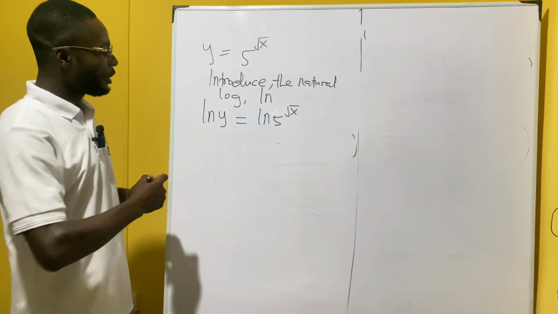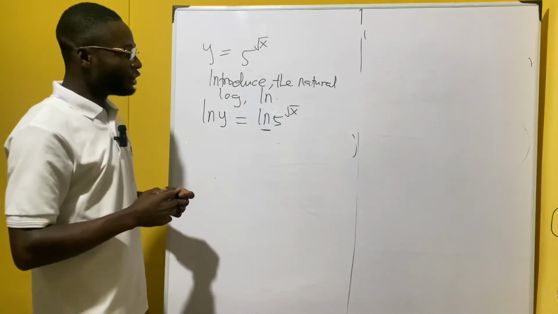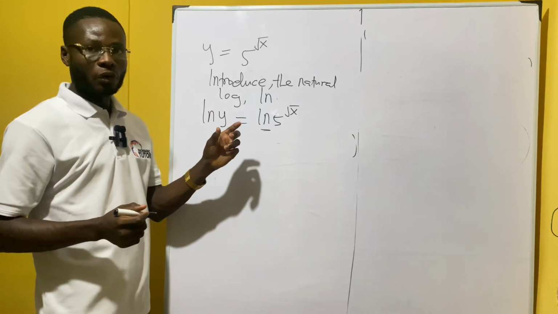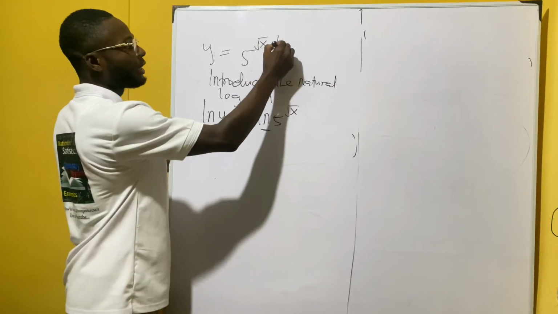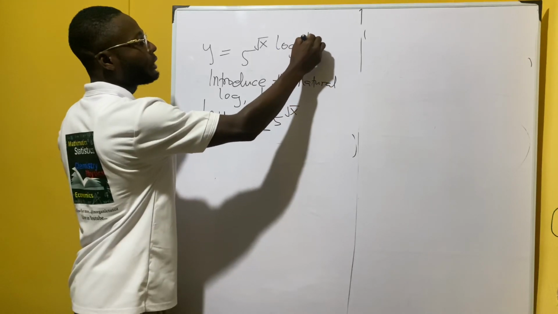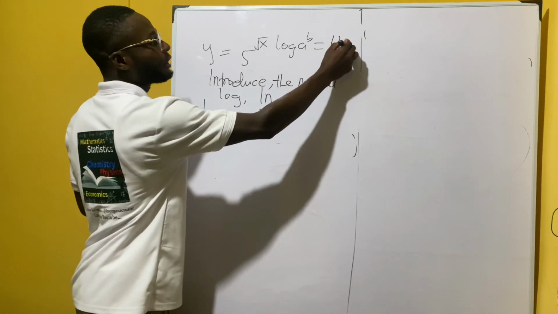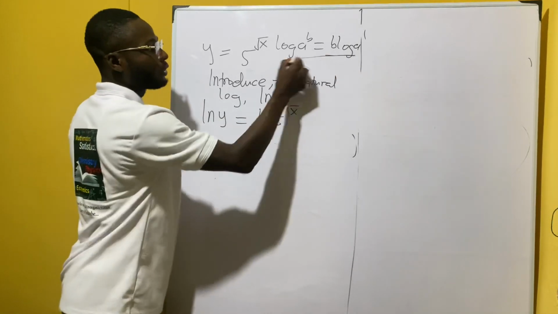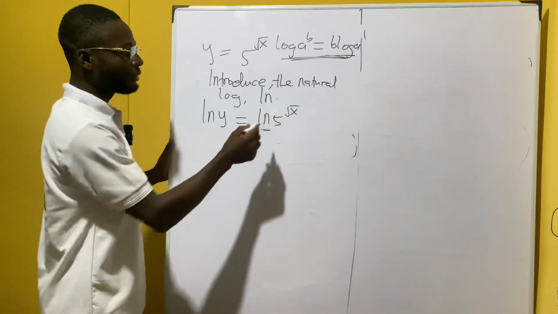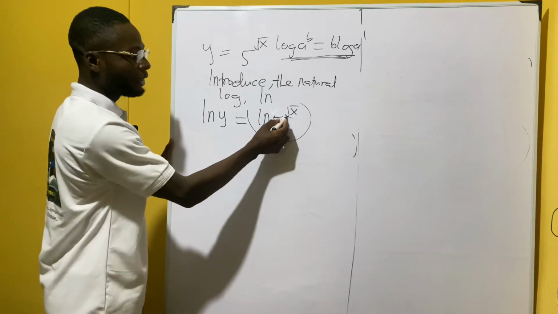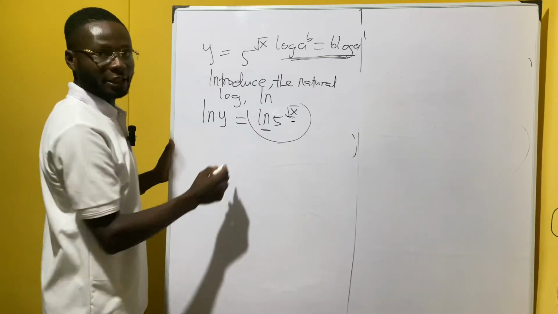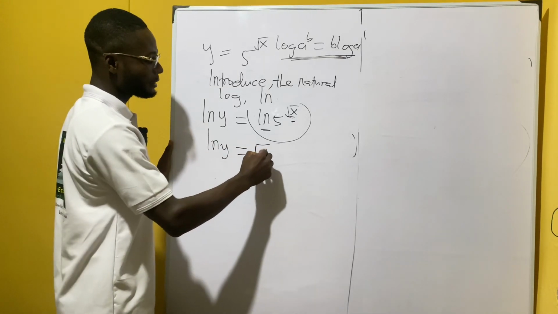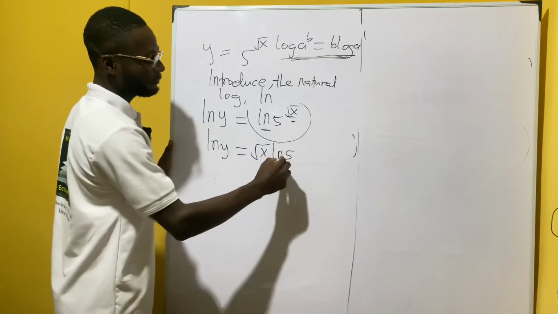So here, we can now apply the logarithm law. We all know that log a power b is the same as b log a. If this property is true, then we can use it here and bring this power back here. So we have ln y equals root x ln 5.